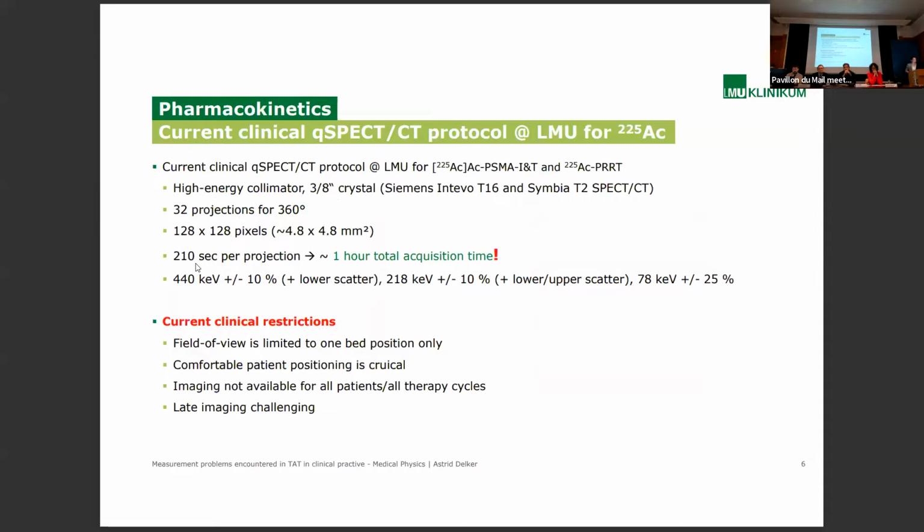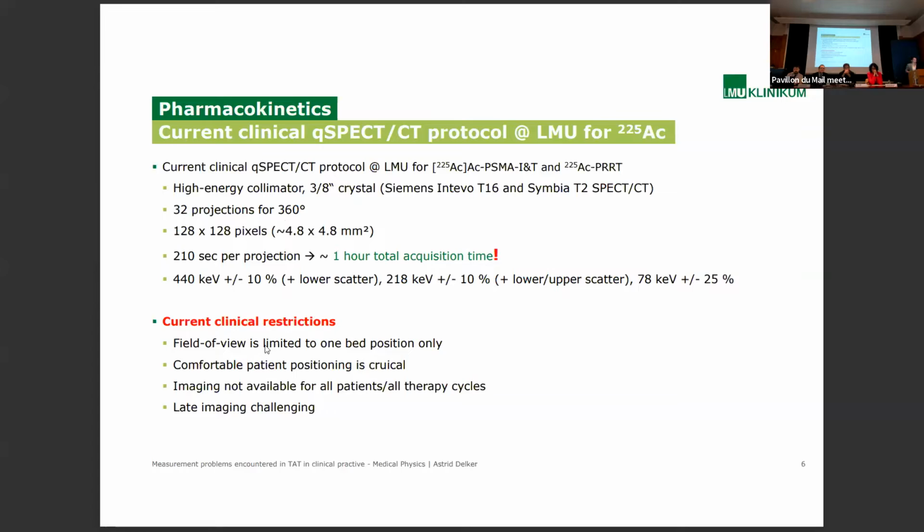That's quite a long acquisition time per projection, and we can only do that by really reducing the number of angular views that we acquire over 360 degrees. So we use 32 projections over 360 degrees. In a normal setting, you would acquire 120 projections, for example. Nonetheless, the total acquisition time is 1 hour per single detector position. And this already puts some clinical challenges to that imaging protocol.